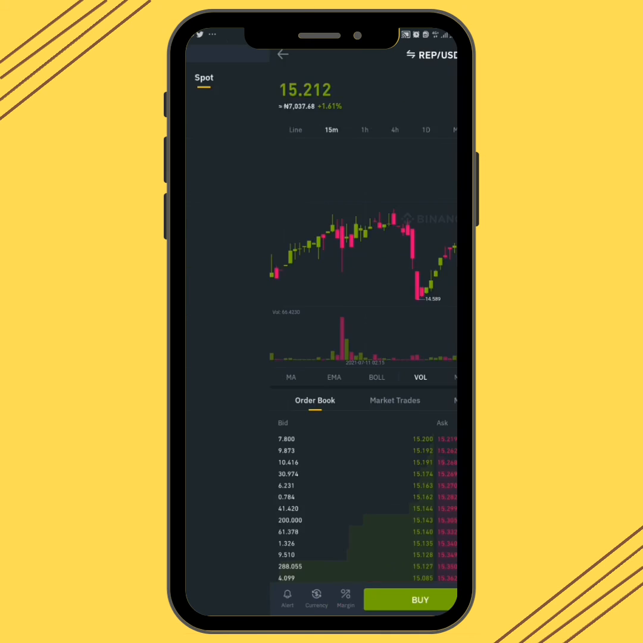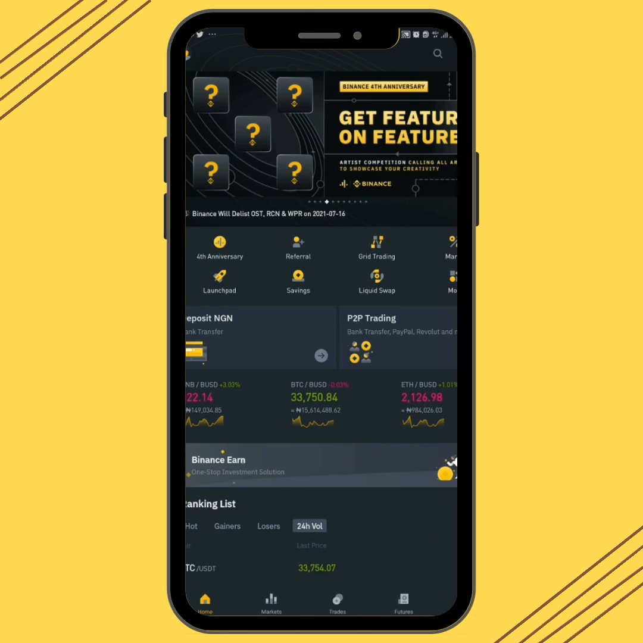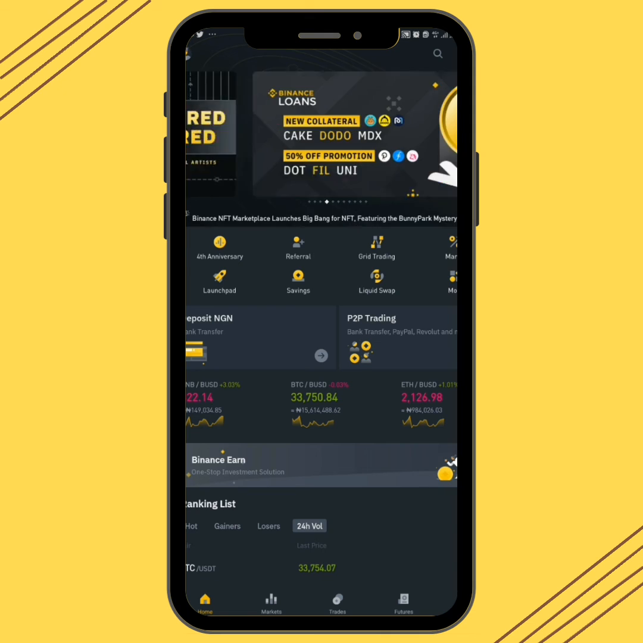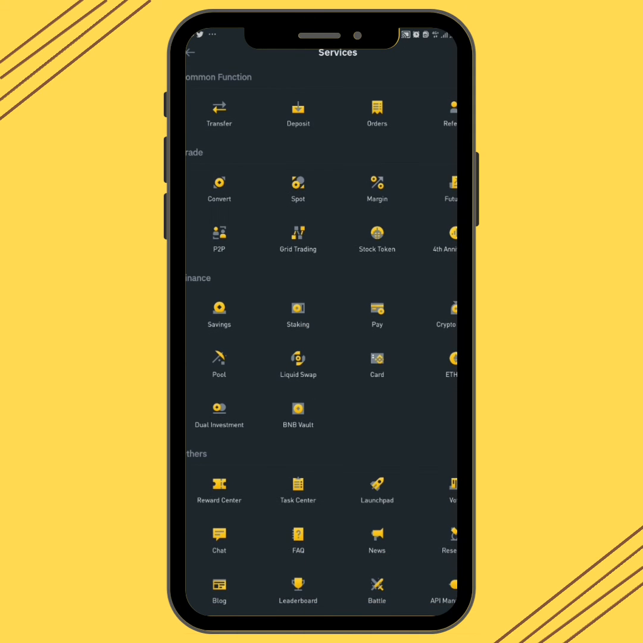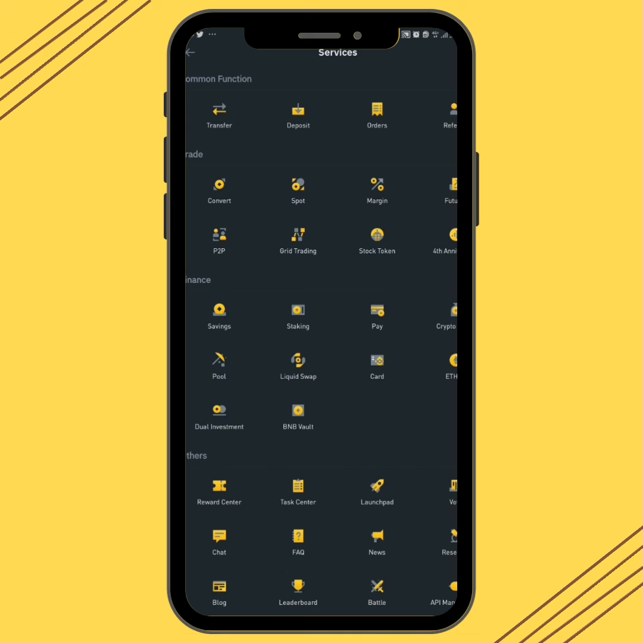Thank you very much. So yes, I think we have come to the end of the class, though it was short, but it was useful. And so when you click on more on the home page, you see a lot of other options. This is where you can save, stake, pay, crypto loans, pool, liquid swap, card. Every function here has a way of giving you money, mostly the ones under finance, and all these functions have a way of bringing money to your account if only you know how to use them.